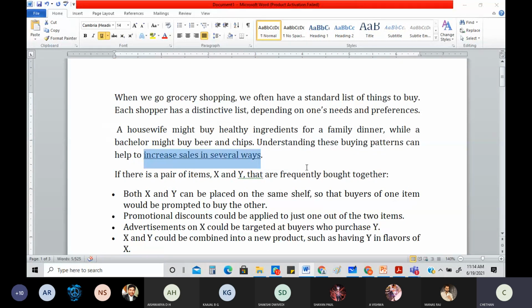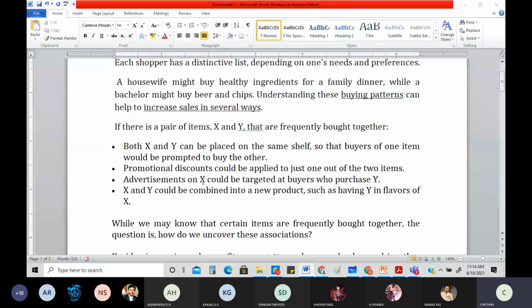Okay, if there is a pair of items, say X and Y, and they are frequently brought together, what can you do? Both X and Y can be placed on the same shelf. That is one way of doing it. What can happen then? Buyers of one item can be prompted to buy the other item, if they are frequently brought together and you put them on the same shelf.